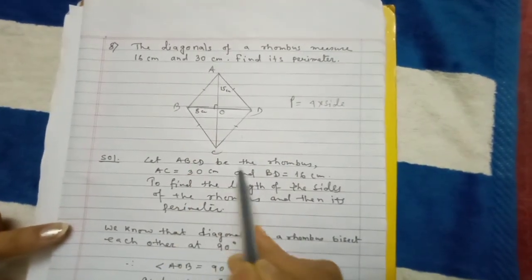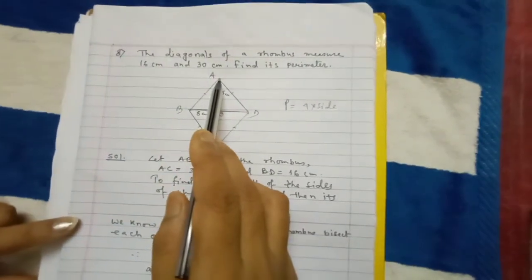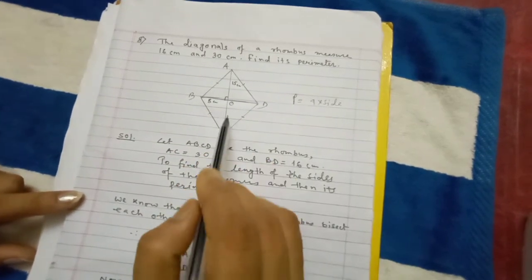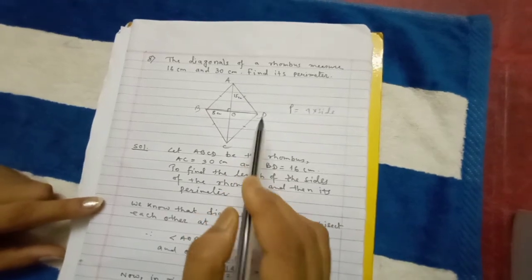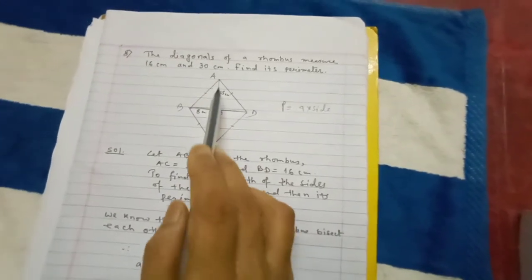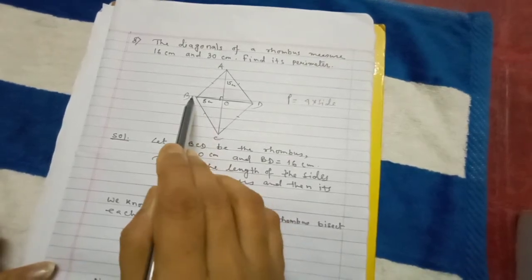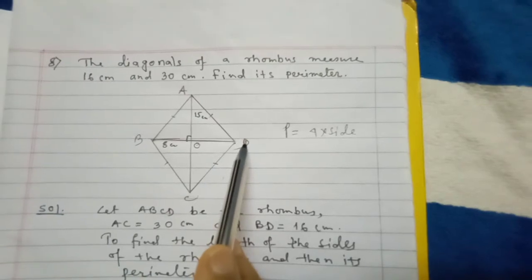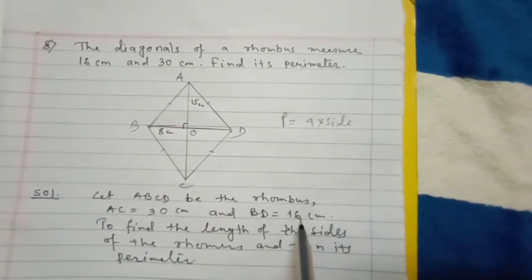Let ABCD be a rhombus, where a diagonal means the line joining two opposite vertices. One diagonal is AC, another diagonal is BD. The lengths of the two diagonals are given. The longest one is 30 centimeter and the smallest one is 16 centimeter. Let AC be 30 centimeter and BD be 16 centimeter.